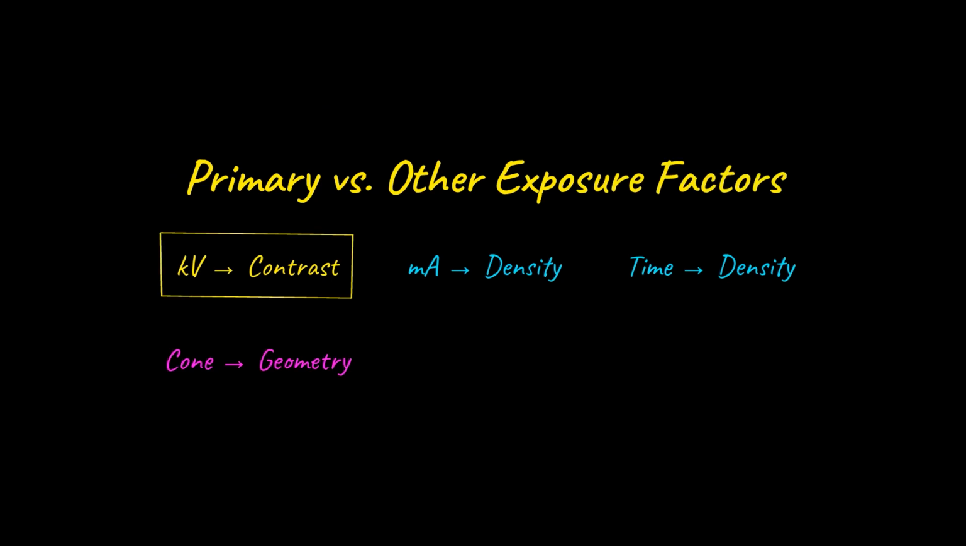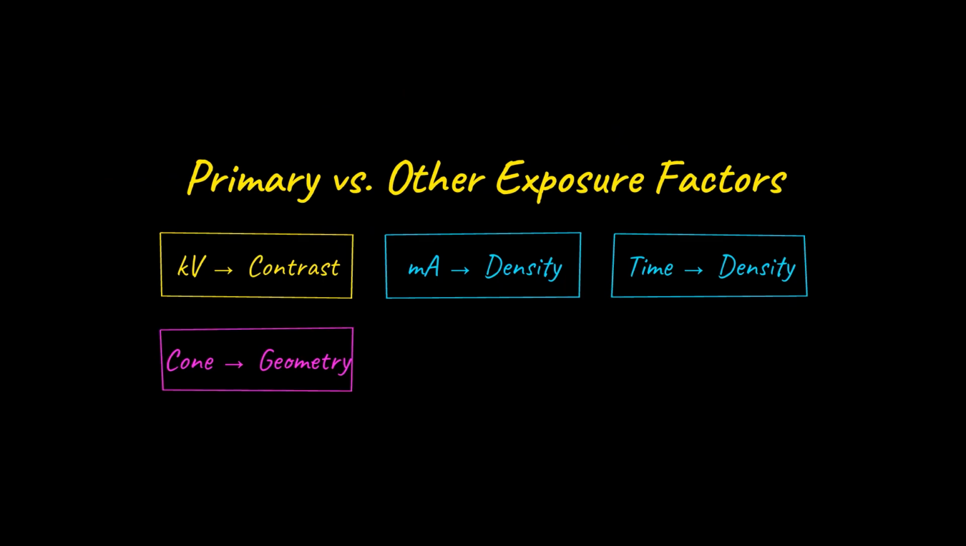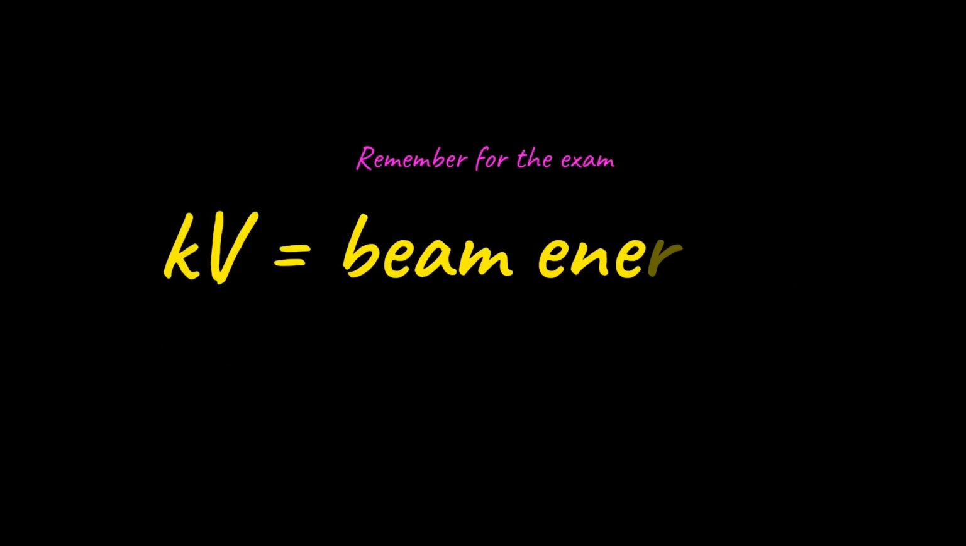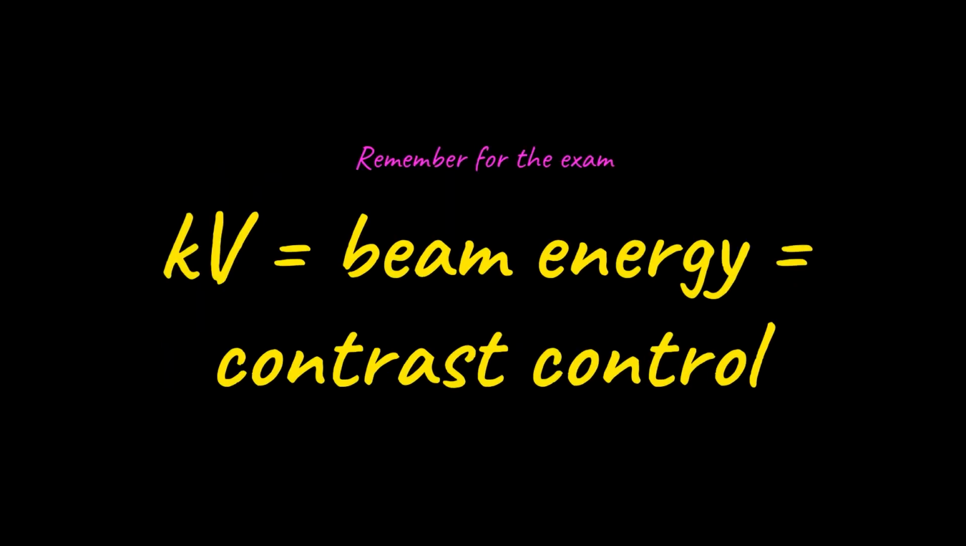The key distinction for exams is separating contrast controls from density controls. Milliamperage and exposure time set overall image darkness, not the range of grays. Cone length affects magnification and intensity through distance. Kilovoltage alone sets beam energy and therefore stands as the sole primary control of contrast. When an exam stem asks which factor primarily controls contrast or sets the range of grays, the answer is kilovoltage. It governs beam energy, differential absorption, and the full grayscale, while milliamperage and time stay paired with density.